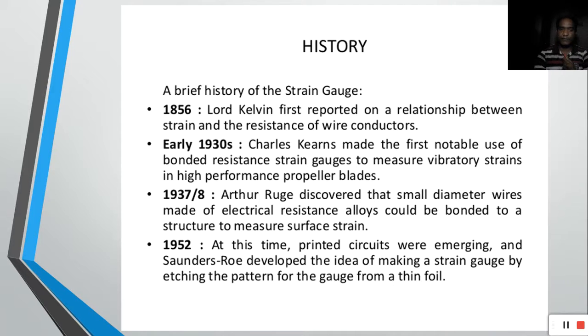Again, in 1952, when printed circuits were emerging, Saunders Roe developed the idea of making a strain gauge by etching the pattern for the gauge from thin foil.